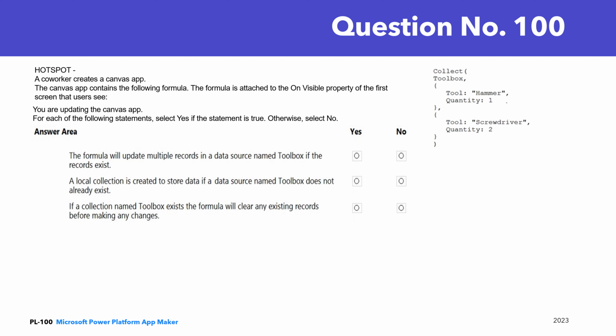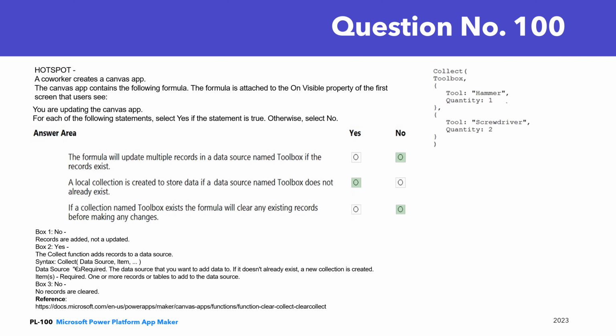A coworker creates a Canvas app. The Canvas app contains the following formula. The formula is attached to the OnVisible property of the first screen that users see. You are updating the Canvas app. For each of the following statements, select yes if the statement is true. Otherwise, select no. The formula will update multiple records in a data source named toolbox if records exist.